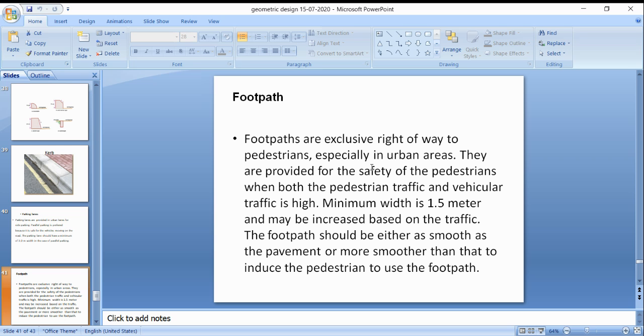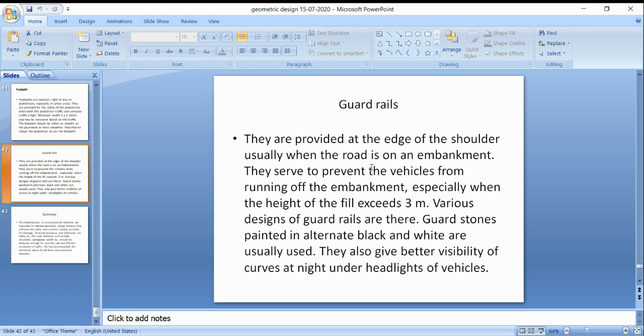When both the pedestrian traffic and vehicular traffic is high, minimum width for the footpath is 1.5 meters and maybe increased based on the traffic. Minimum width of the footpath should be 1.5 meters. If the traffic is more, we can provide more width also. The footpath should be easy as well as a pavement and smoother to encourage the pedestrians to use the footpath. So it should be friendly. The pedestrian should be able to come and go smoothly and use that footpath.